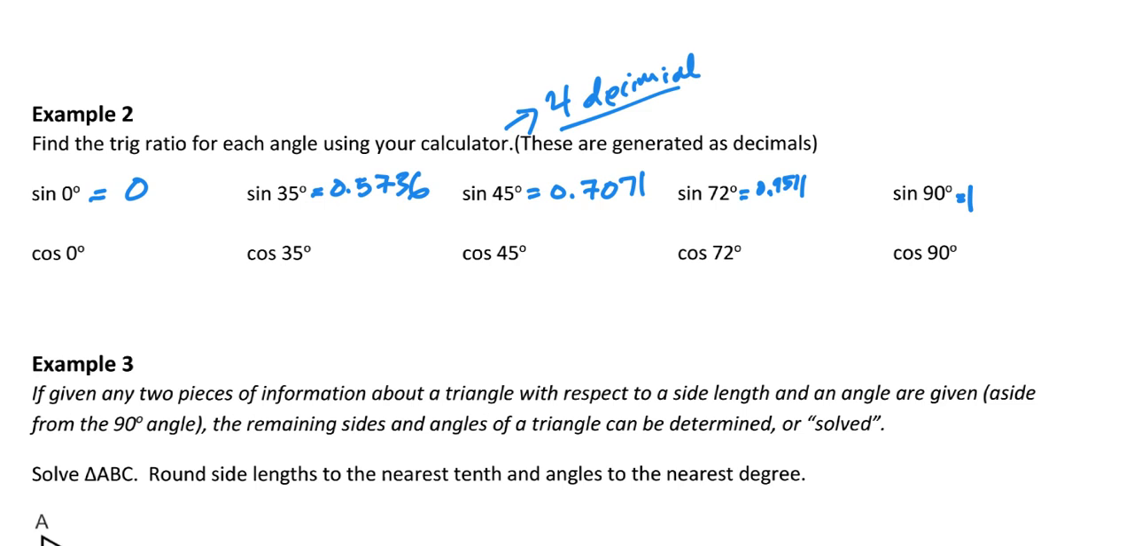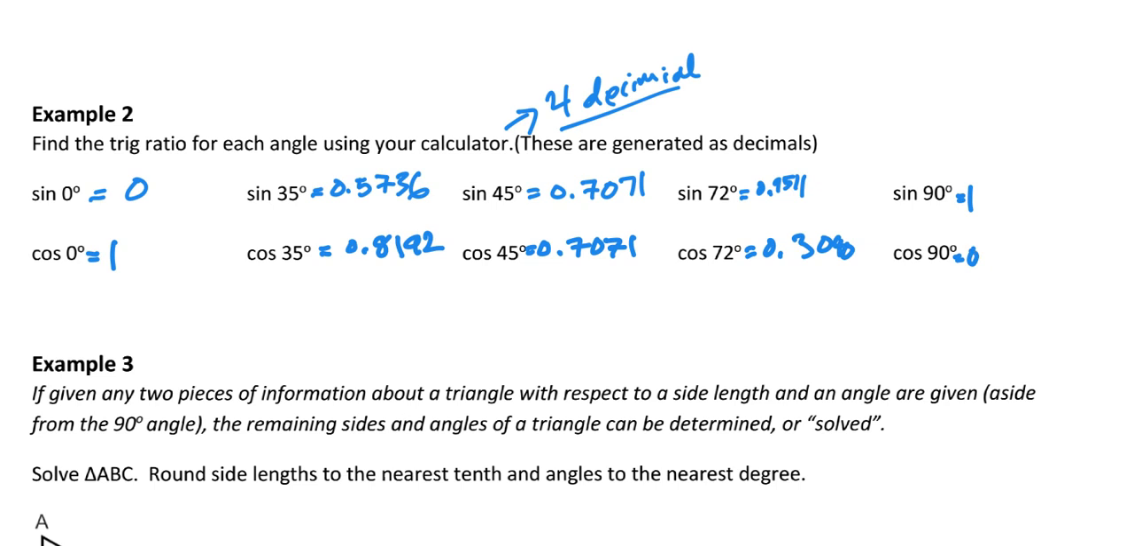So now we're going to do cosine of 0. Cosine of 0 is 0. Nope, it's not 0. Go back, do it again. Cosine of 0, when you punch that into your calculator, it is 1. Okay? Cosine of 35 is 0.8192. Cosine of 45, 0.7071. Cosine of 72 is going to be 0.3090. And then the cosine of 90 is 0.